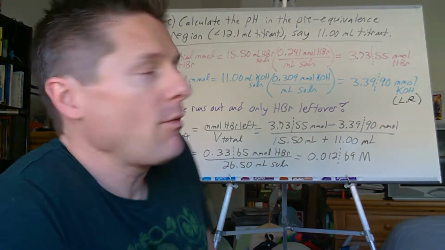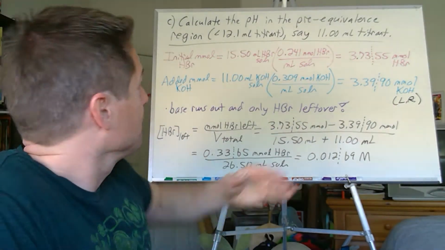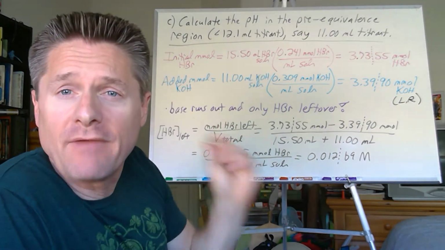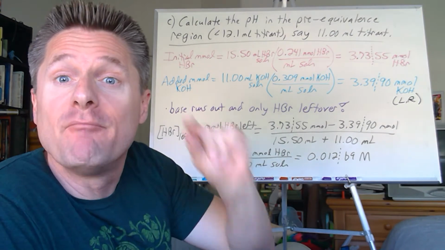How's the beginning part going for you? Right, we got 11 milliliters of titrant added. So let's figure out how many millimoles of acid we're starting with. That stays the same all the way through the problem. And how many millimoles of base we're adding.